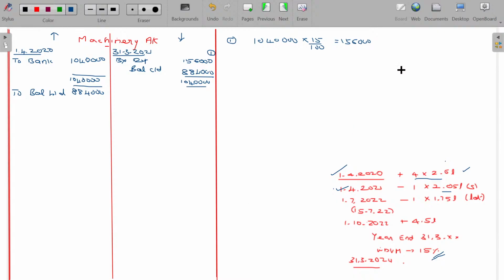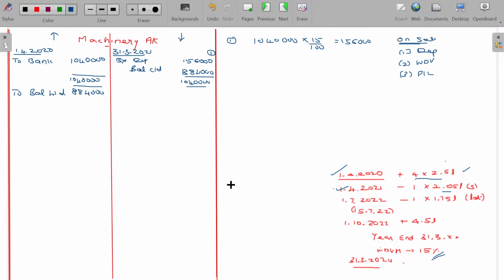Number 1, calculate depreciation of the asset sold up to the date of sale from the year beginning, that is, current year depreciation for the asset sold. Number 2, find out the WDV as on the date of sale of that asset. Number 3, find out profit and loss of that asset. These are the 3 working notes you have to do.